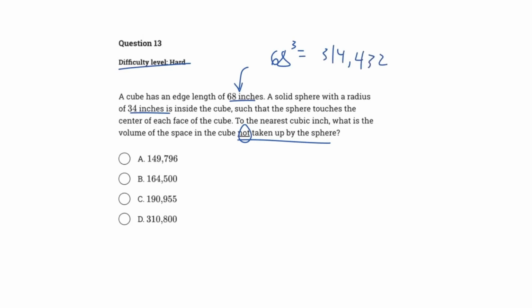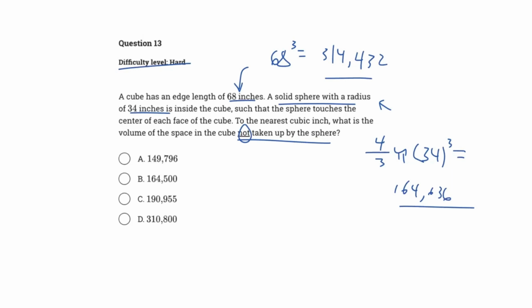So that's our total value now, right? But what we have is this solid sphere inside with a radius of 34 inches. Well, how do we find the volume of a sphere? Pretty simple here. We have 4/3 times pi times r cubed. All right. So since we have 34 inches as our radius value, we can just plug in 34 here, cube that, and we get 164,636. So if you do the math here, we got our total, right?